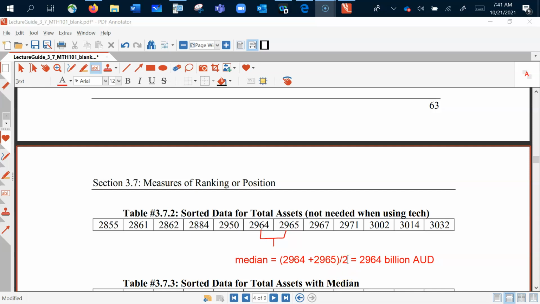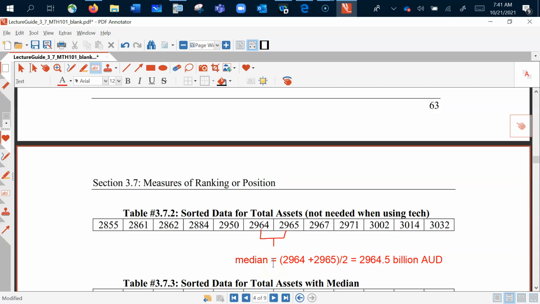I'm going to get 2,964.5. So I forgot to put the 0.5 in here. It's easily remedied here. Billion AUDs. So we've got the median.